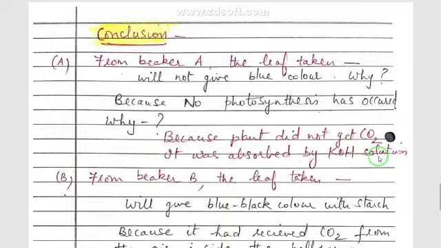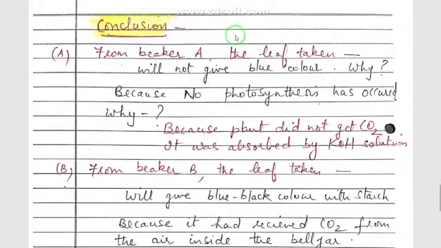The air which was present inside the bell jar had some percent of carbon dioxide and which KOH solution has absorbed. So plant was not getting carbon dioxide and it did not perform photosynthesis and no starch was formed in the leaf. So the leaf will not give dark blue color when iodine was poured over it.